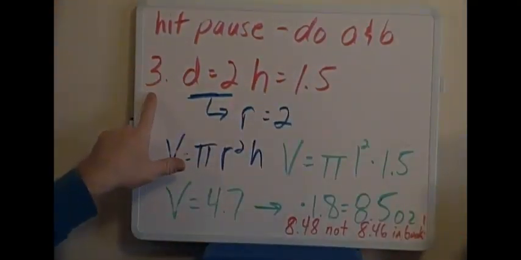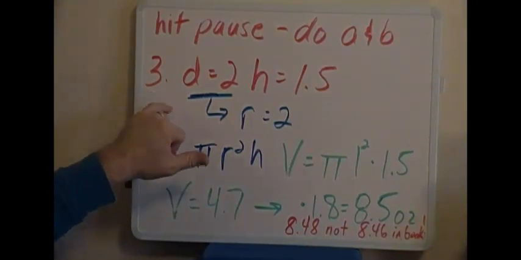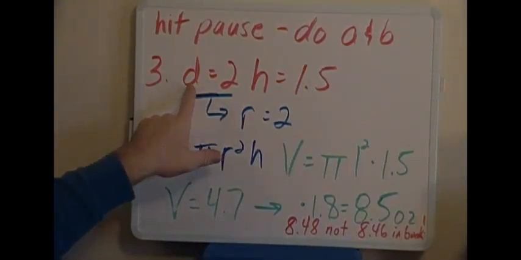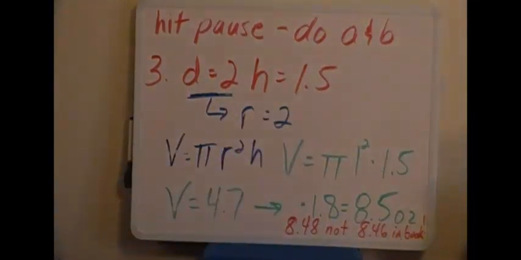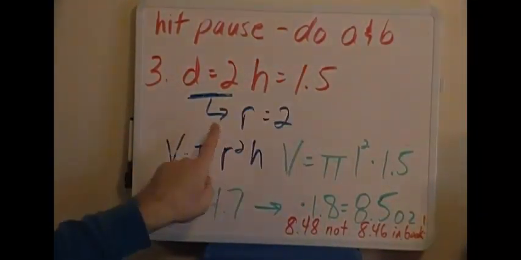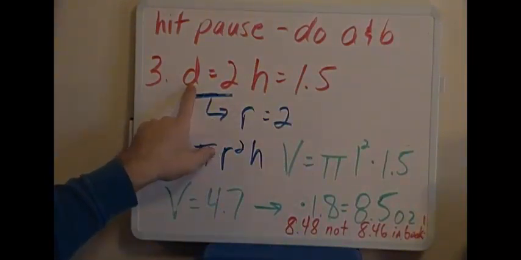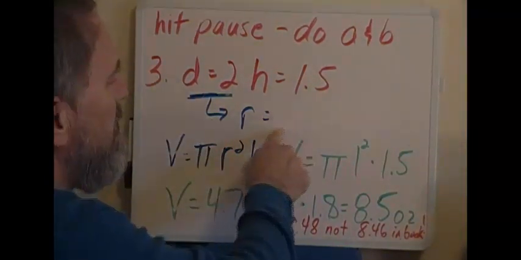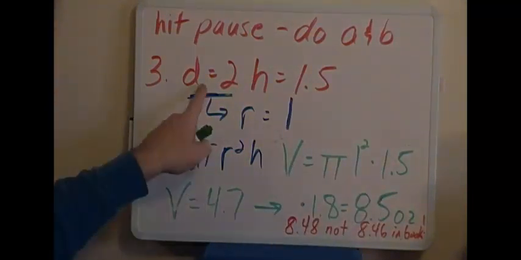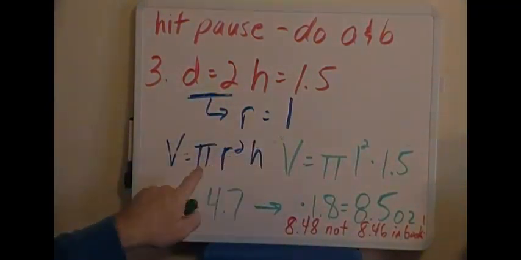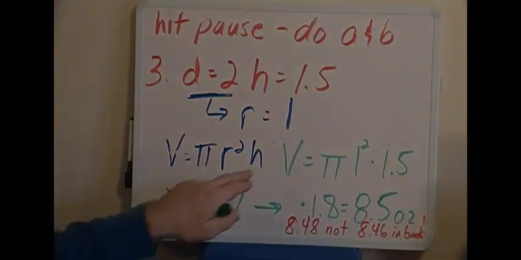Okay, sample problem number 3. We have, again, a diameter of 2, and we are given a height of 1.5. Right in the word problem, if you read through it, you'll see that. Since the diameter is 2, the radius will be 1. Fortunately, we used the correct number down here. So for diameter of 2, we have a radius of 1, pi r squared times the height again, same thing we've been doing.